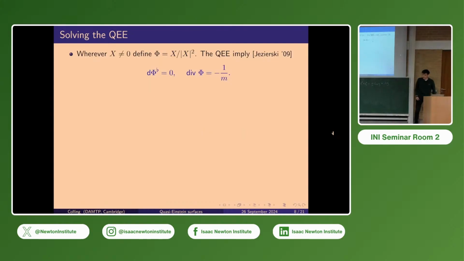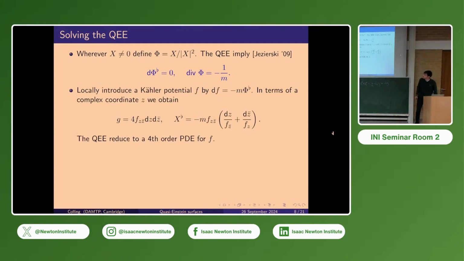So now we know this, we can move on to actually solving the equations. It turns out to be useful to introduce this vector field phi, defined as x over the norm squared of x, at least whenever x is not 0. And so you can start contracting the Quasi-Einstein equation with x and with the Hodge dual of x, and you get some equations that you can write in terms of phi, and you'll get the following two equations. So the one-form dual to phi is closed, and the divergence of phi is -1 over m.